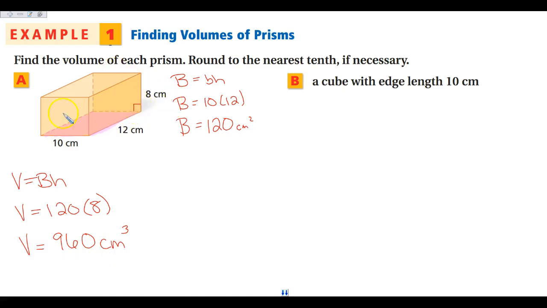Now realize that in this particular figure you could have picked any pair of sides. I chose top and bottom to be my bases, but you could choose left, right, or front, back because they're all rectangles.